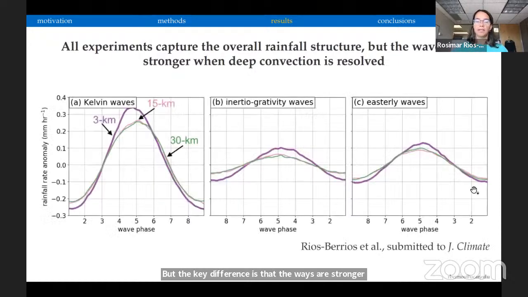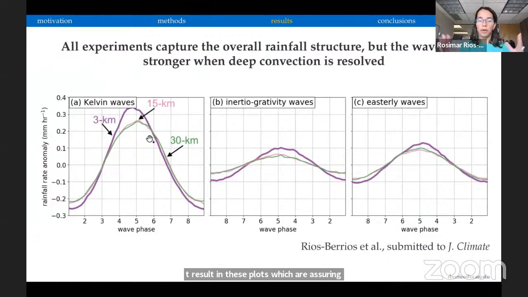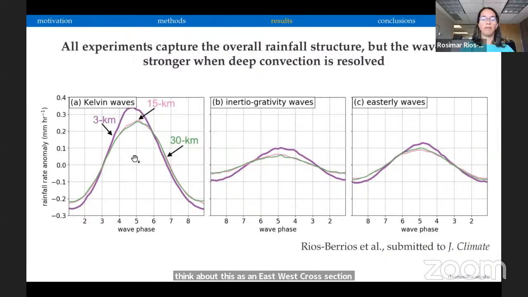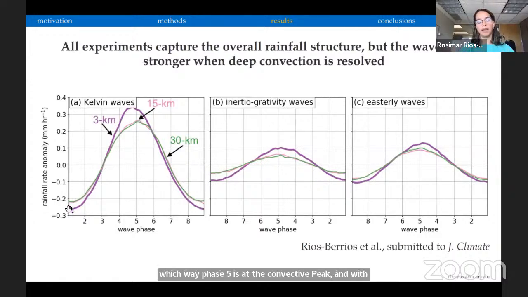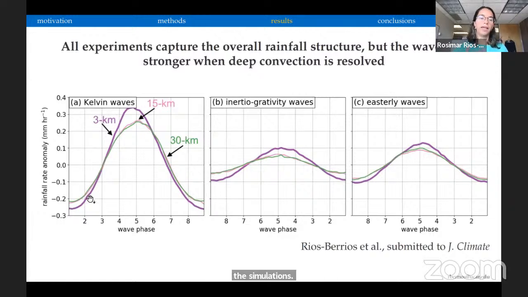And we can see that result in these plots, which are showing rainfall rate anomaly with respect to the time and zonal mean as a function of wave phase. So just think about this as an east-west cross-section in which wave phase 5 is at the convective peak and wave phase 1 is at the convective valley, or the convective inactive region. So this is a composite of many, many, many waves that I tracked in the simulations. And so we take the composite and take the mean after subtracting the zonal mean.